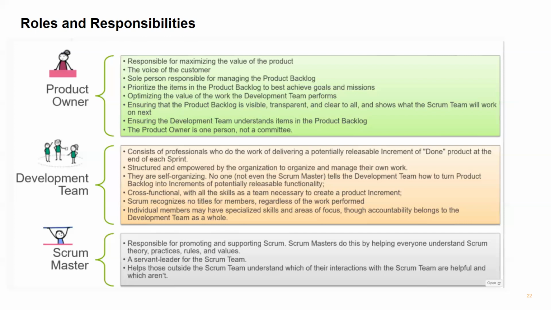The second statement talks about the voice of the customer. Because he is bridging the gap between you and the customer. How will you know what the customer is thinking, or what pain points the customer has? You will not be able to know, right? So he will be the voice of the customer, the sole person responsible for managing the product backlog.